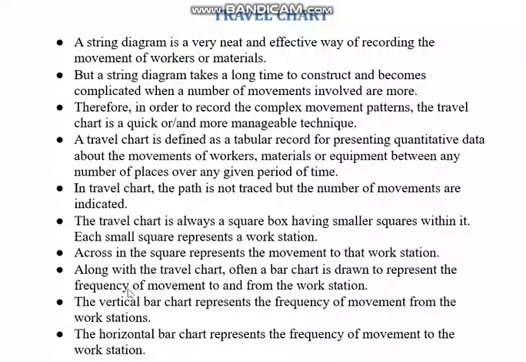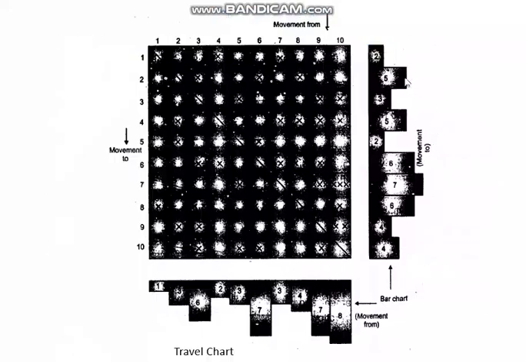Along with the travel chart, often a bar chart is drawn to represent the frequency of movement to and from the workstation. You see, beside this, there is a bar chart, both vertically and horizontally. So this shows the frequency.